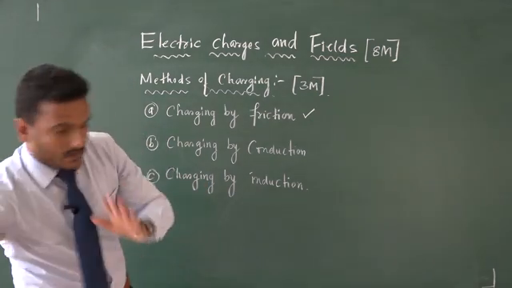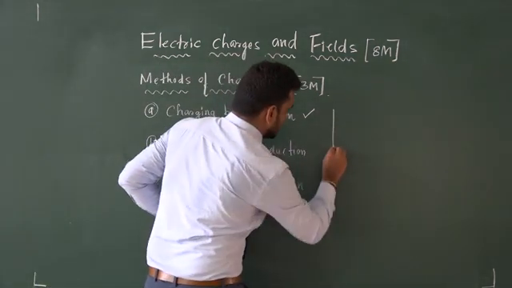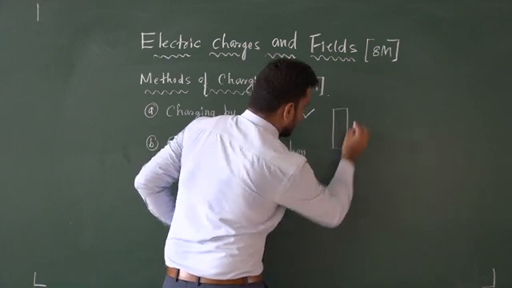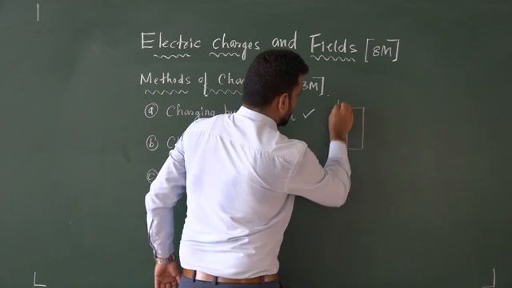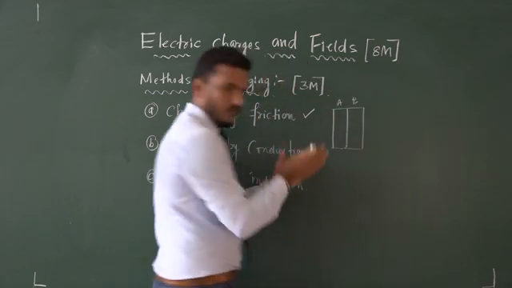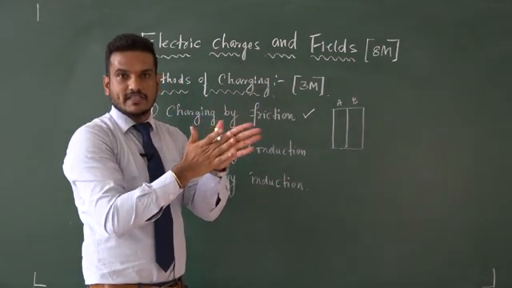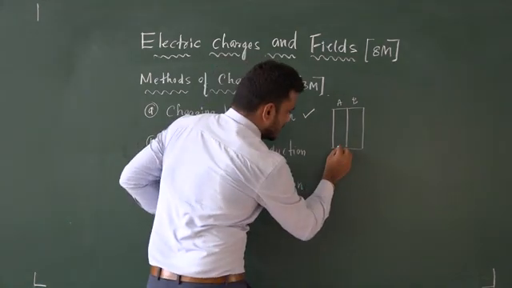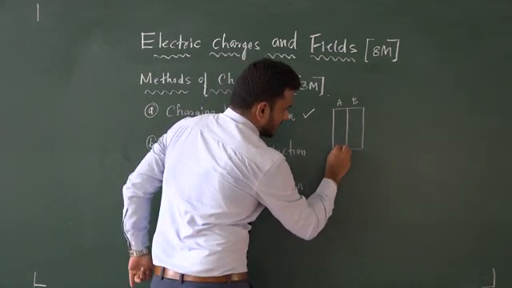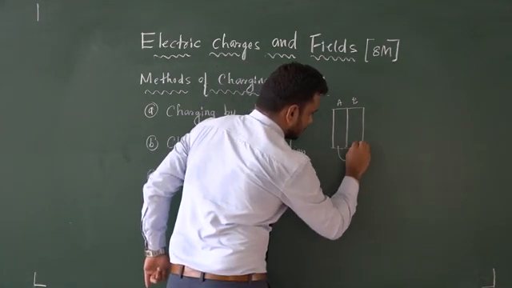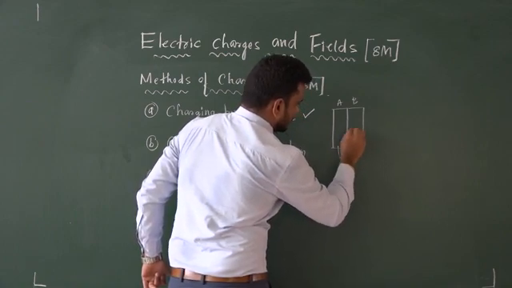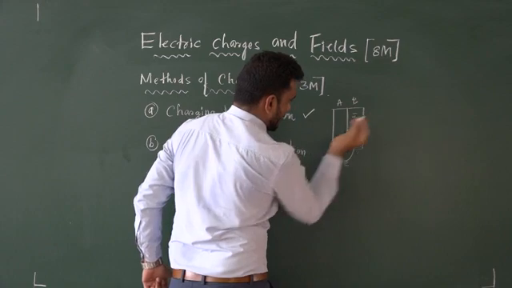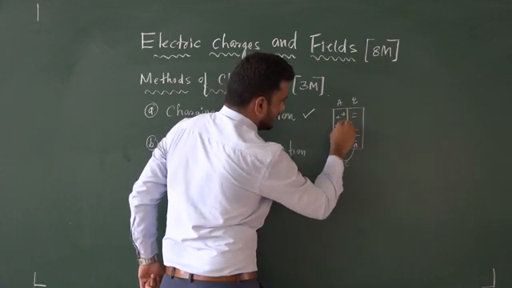So I am going to explain through a simple diagram. You just imagine we have 2 bodies, give a name A and B. We are rubbing both the bodies against each other. So you just imagine the electrons are going to transfer from body A to B. B is acquiring electrons. The remaining thing here is positive charge.